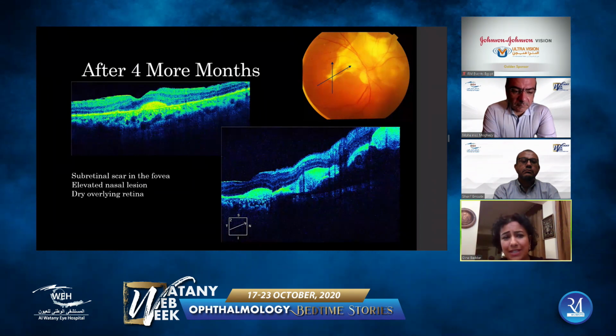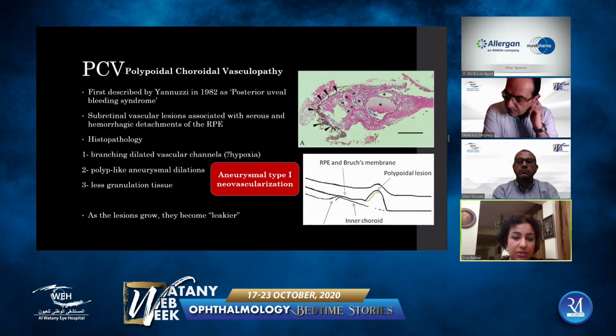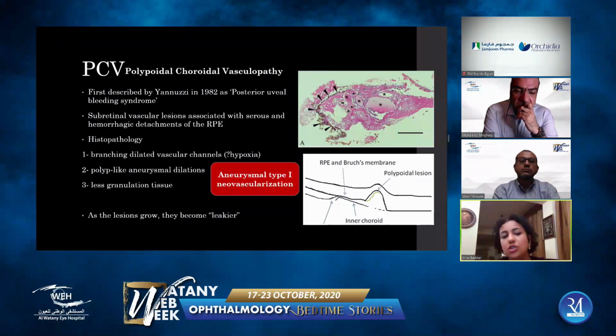Now, a little bit of didactic about PCV, which was first described in 1982 as being a bleeding syndrome. The histopathology is branching dilated vascular channels. Hypoxia is implicated in the pathology, polyp-like aneurysmal dilations, and that's why you will find the name in the literature changing from PCV to aneurysmal type 1 neovascularization with less granulation tissue than AMD. The lesions grow and they become leakier.